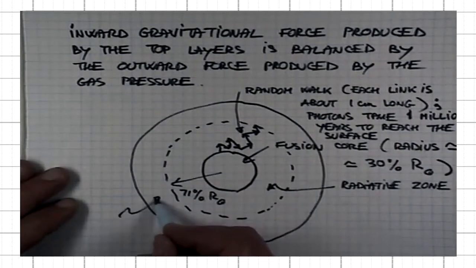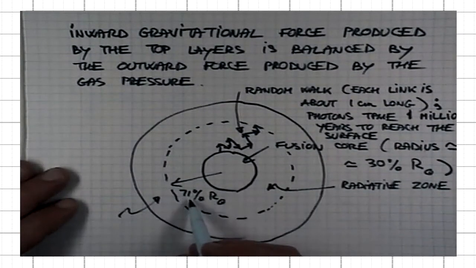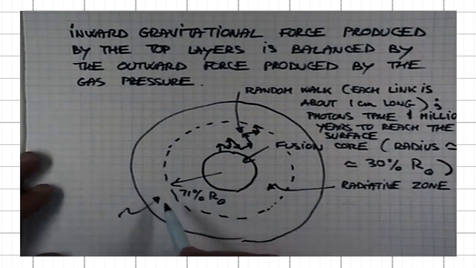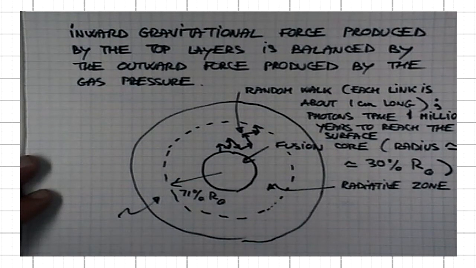And in the last region, from about 71% of the sun's radius to the sun's radius, the mechanism of energy transport is different. A so-called convection takes place. So we call this the convection zone.